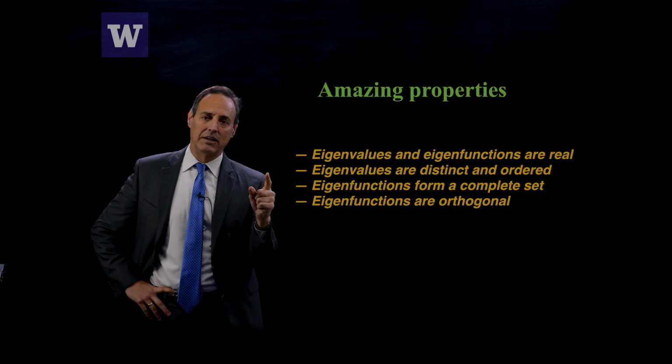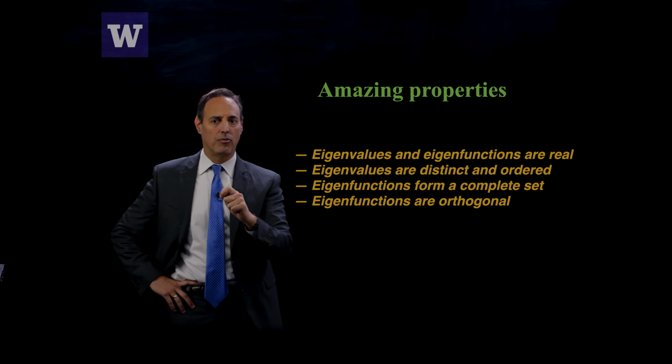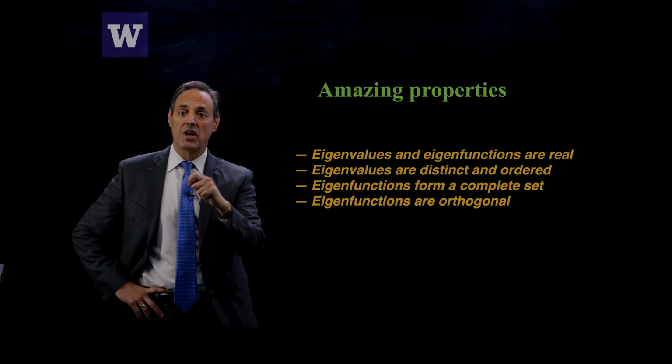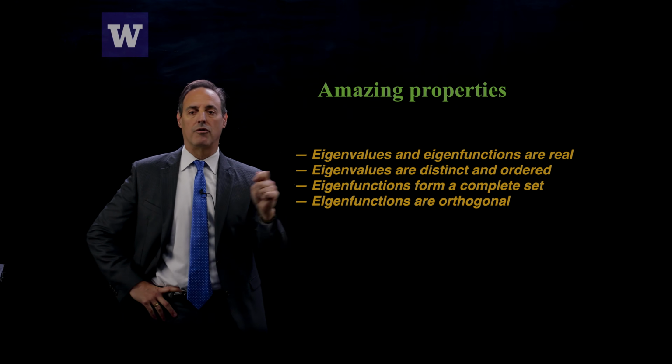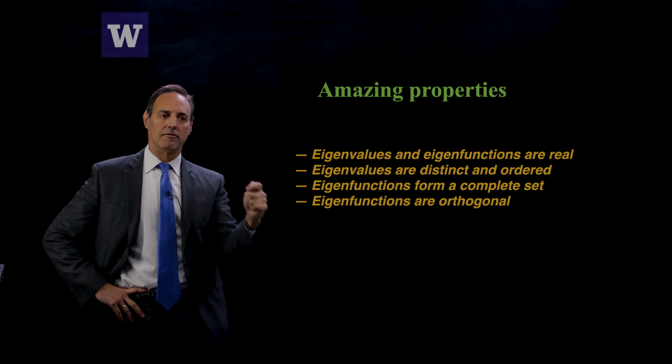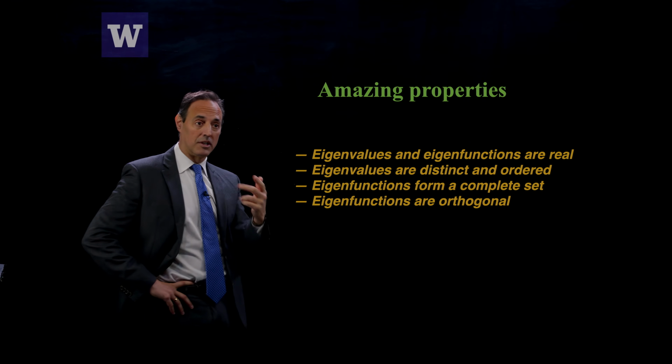The eigenvalues are distinct and ordered. I just showed you the argument before. So there are no degenerate roots. In other words, there's no double roots, triple roots. They're all distinct eigenvalues. And for every eigenvalue, I get an eigenfunction that's orthogonal to all the other eigenfunctions. So a nice property there.